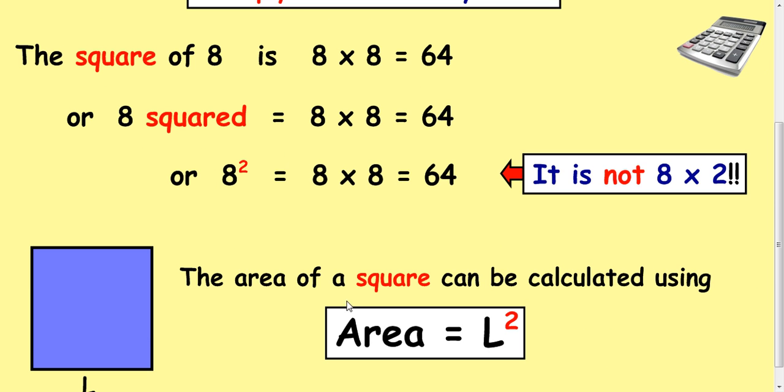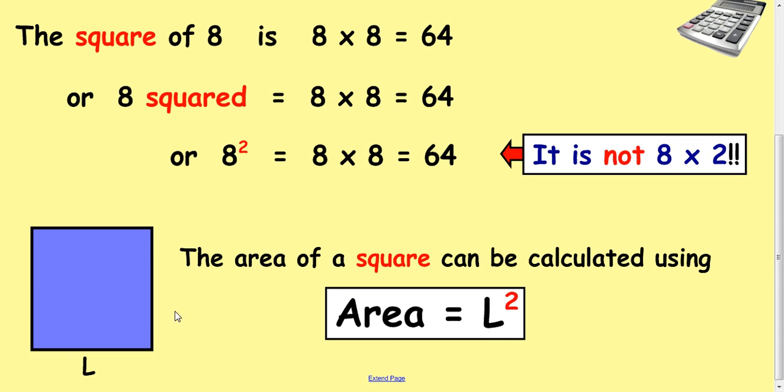Now, the area of a square can also be calculated using this formula. Area is equal to length times length, because for a square, the two sides are the same. It's not length times breadth, although you could use length times breadth, but in this case we're going to use L times L, which is written as L squared.